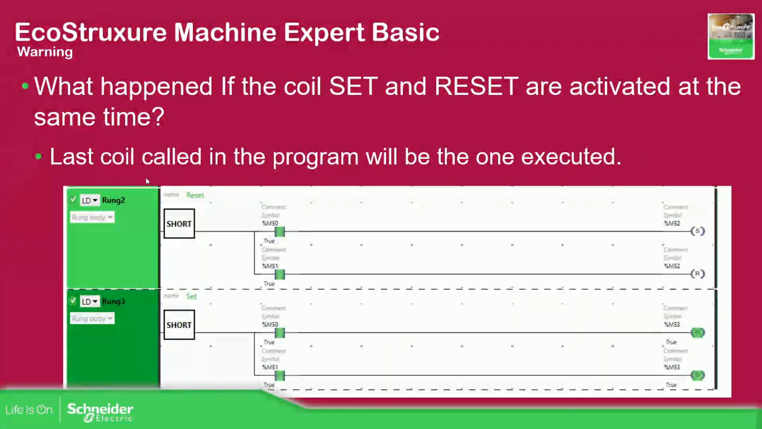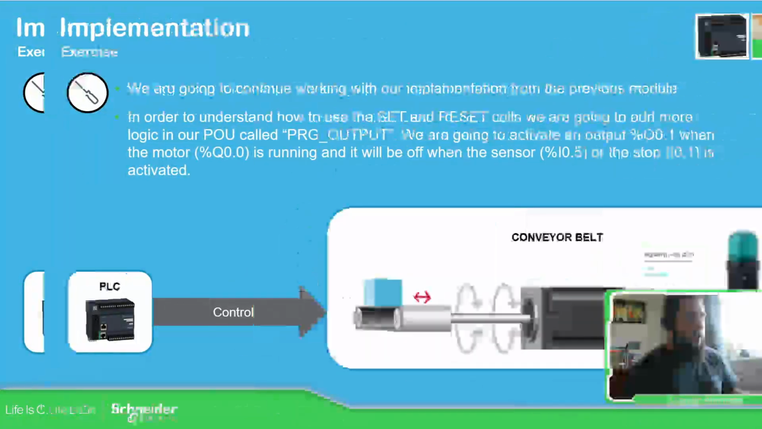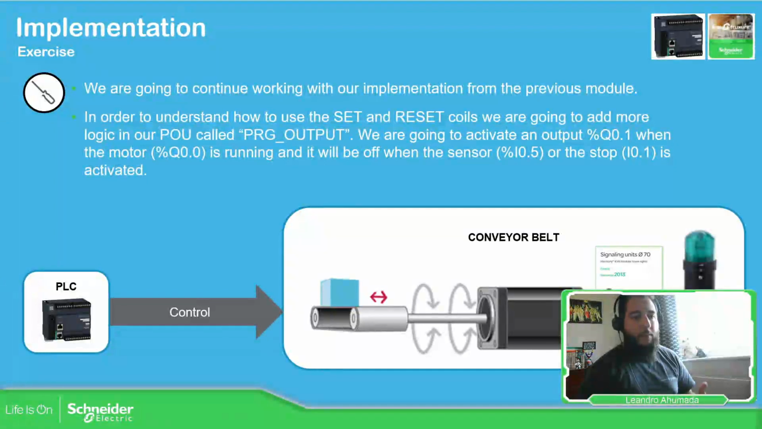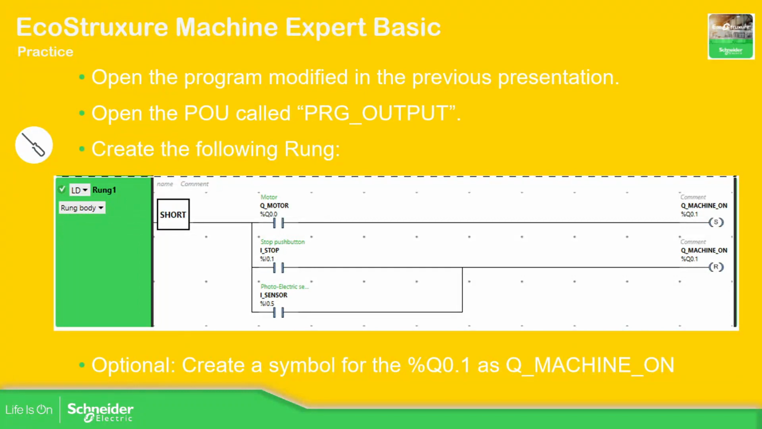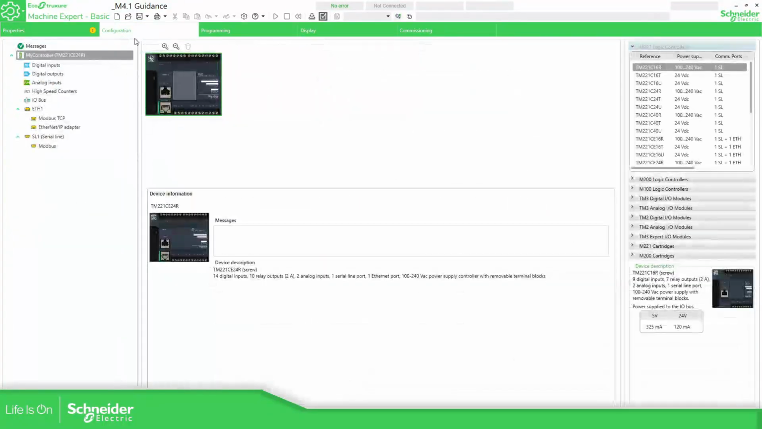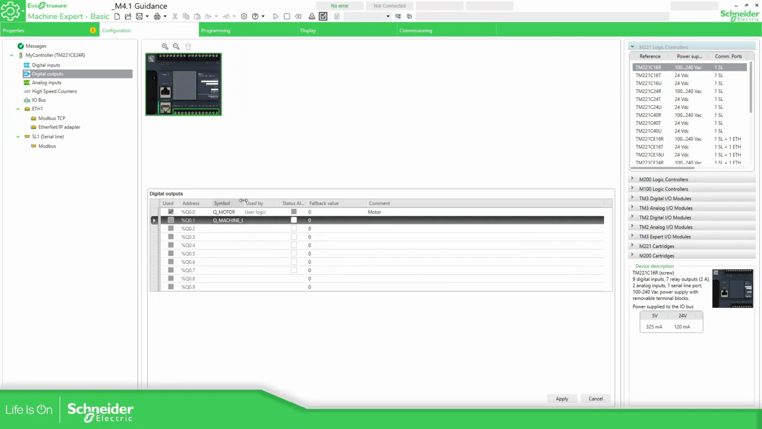Let's continue with this. What we're going to do now is use the set and reset in our code to visualize in an output the status of the machine. Probably it's not the best case scenario to use set and reset, but just to see how it works, we're going to use set and reset for this. So the idea is to use the project that we used in the previous part of the presentation and create this logic on the POU PRG_Output to indicate that the machine is on or off. So let's go back to the software. I have told you that we're going to use this one, Q_Machine_On, to indicate that the machine is working.